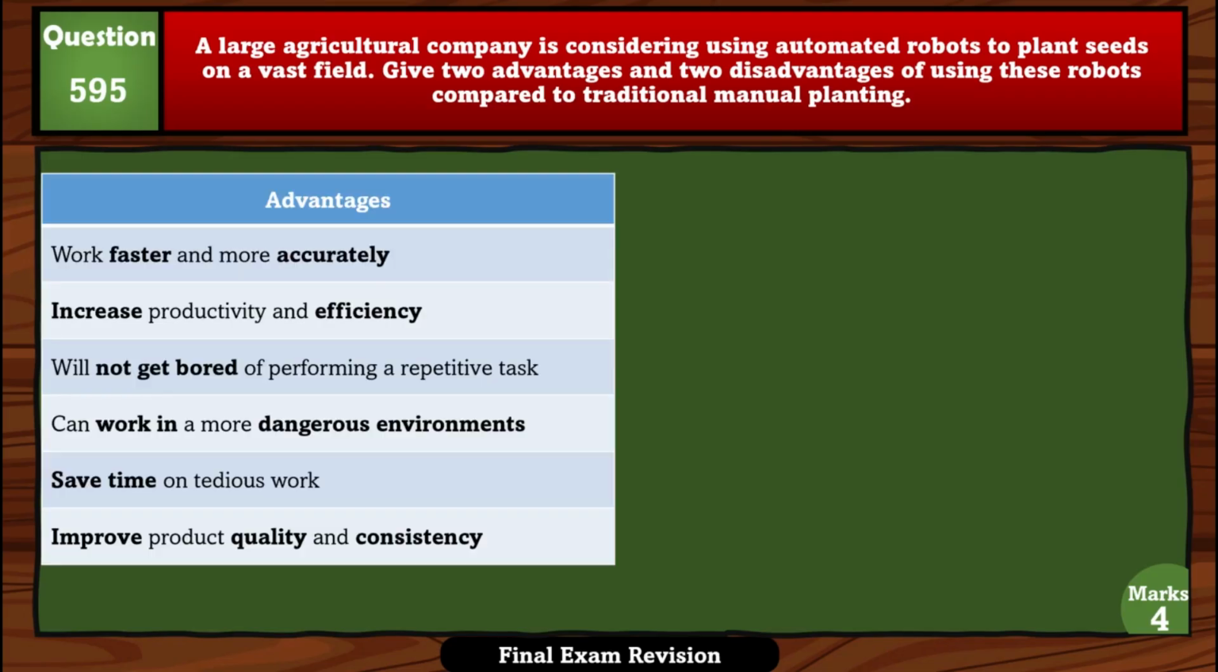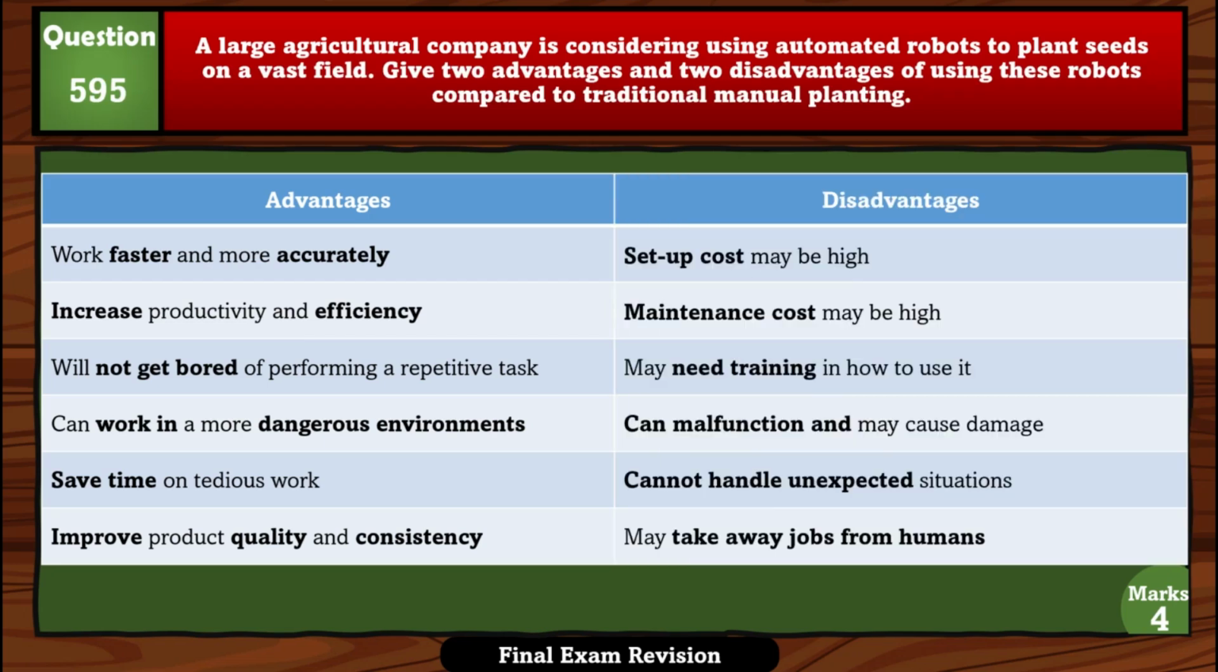Advantages: work faster and more accurately, increase productivity and efficiency, will not get bored of performing a repetitive task, can work in a more dangerous environment, save time on tedious work, improve product quality and consistency. Disadvantages: setup cost may be high, maintenance cost may be high, may need training in how to use it, can malfunction and may cause damage, cannot handle unexpected situations, may take away jobs from humans.